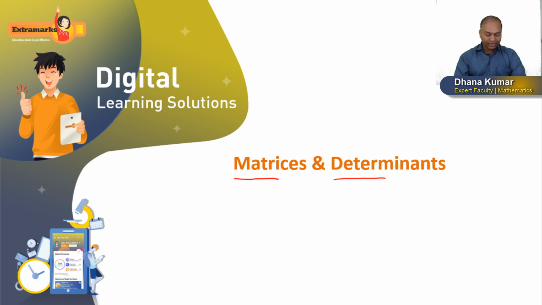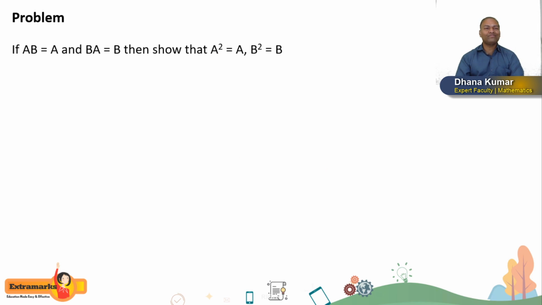Okay. Now let us come to problems one by one. First question, you observe the given conditions here. If AB is equal to A and BA is equal to B, then show that A square is equal to A and B square is equal to B. Question understood? Here two conditions are given: AB is equal to A and BA is equal to B. These are the two given equations. At the last, to prove A square is equal to A, and second, B square is equal to B.